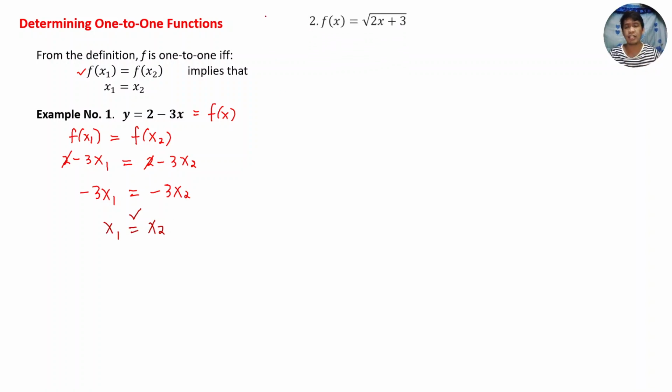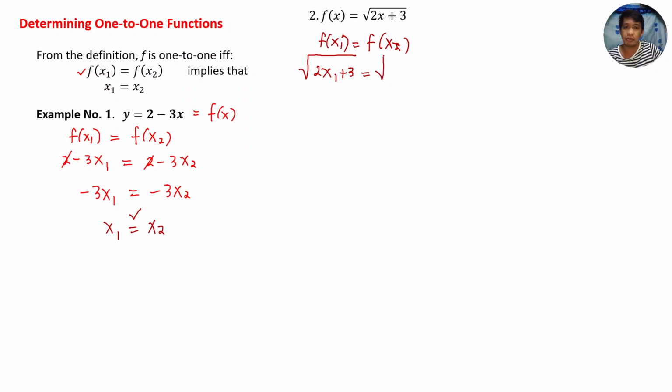Let us try to consider another one. For f of x is equal to square root of 2x plus 3. So, with this definition, f of x1 is equal to f of x2 if and only if x1 is equal to x2. So, substituting, this is square root of 2x1 plus 3 must be equal to square root of 2x2 plus 3. So, to eliminate the radicals, ang gagawin ko ay i-square ko siya both sides.